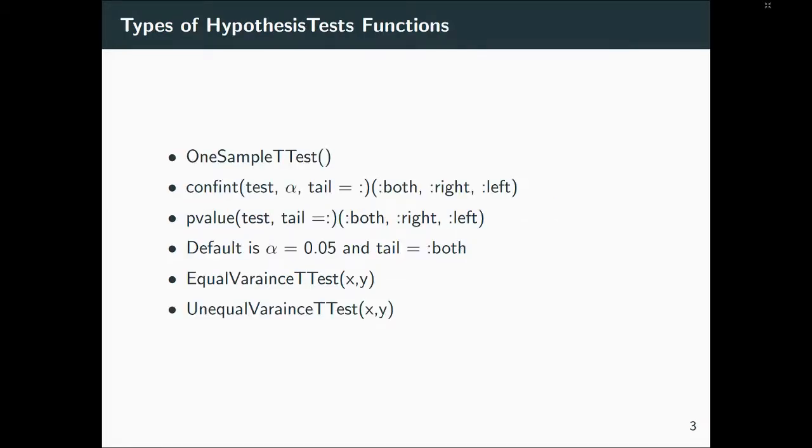The functions that are included in the HypothesisTests package are the one-sample t-test, confidence interval, p-value, and a two-sample t-test for equal variance and unequal variance. The default alpha is 0.05 and the tail is both.